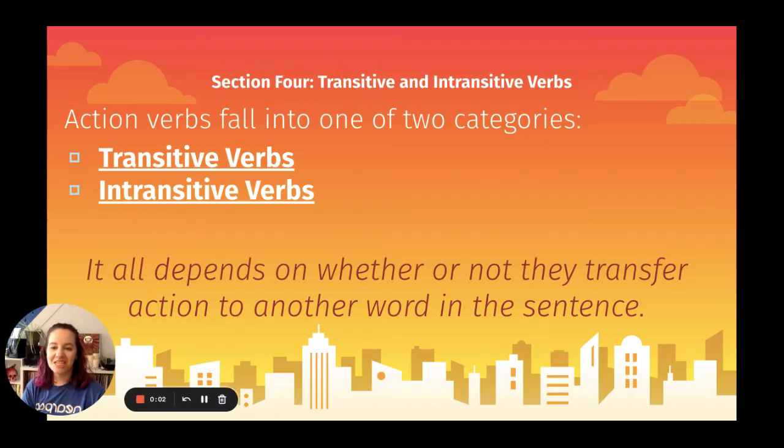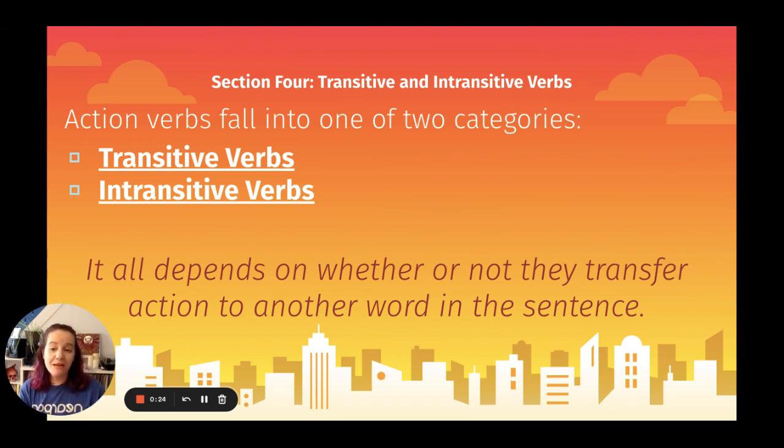This is section 4, transitive and intransitive verbs. So we started out primarily talking about action verbs, and those are the type of verb I imagine most of you feel comfortable with, because when you're younger and you learn about verbs, they say it's what you do. It's what somebody is doing. It's what a person is doing. It's what an animal is doing.